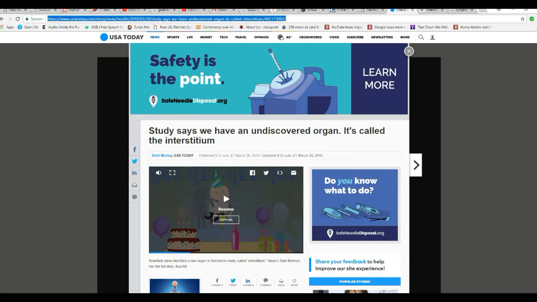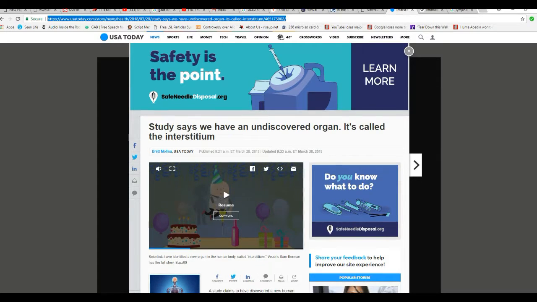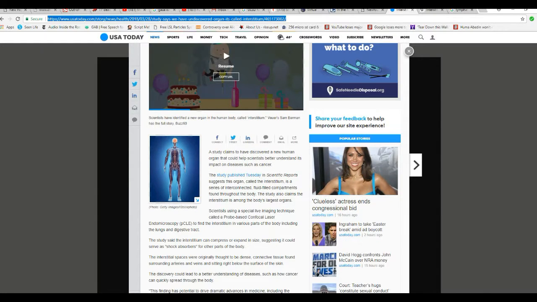And this is your mad science update for today. Study says we have an undiscovered organ. It's called the interstitium. Well, this is utter nonsense, and I can tell you why.